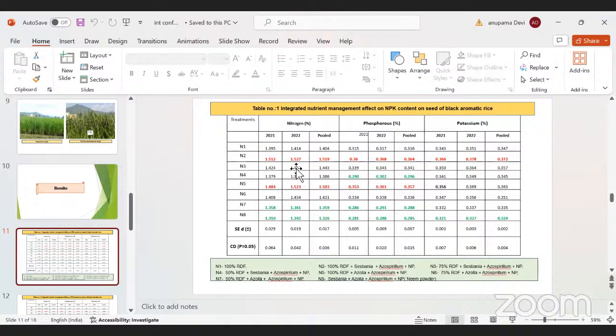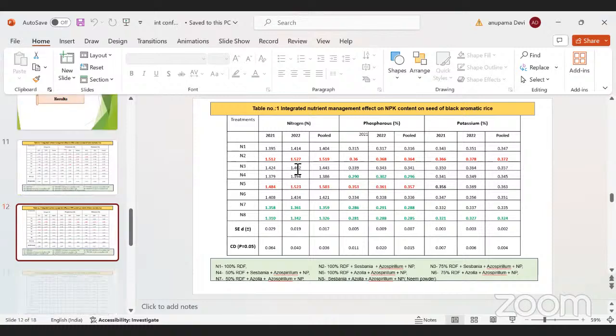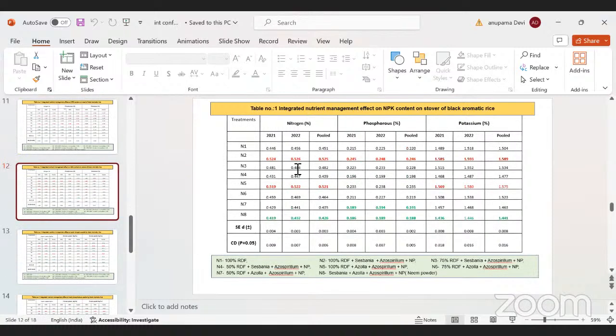And the lowest content is in the N8, but it is at par with the N7 and also with the N4. And coming to the potassium, significantly higher presence of the nutrient is in the N2, and the lowest is in the N8 treatment. And coming to NPK content in the straw of aromatic rice, nitrogen content is highest in the N2, but it is par with the N5. And the lowest is in the organic treatment, N8.